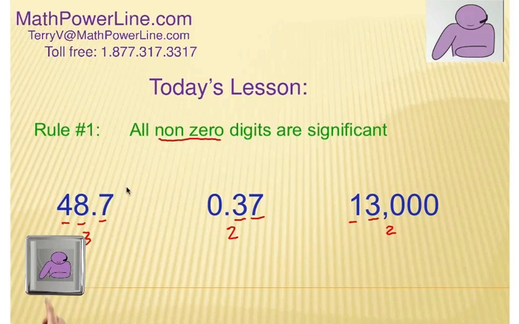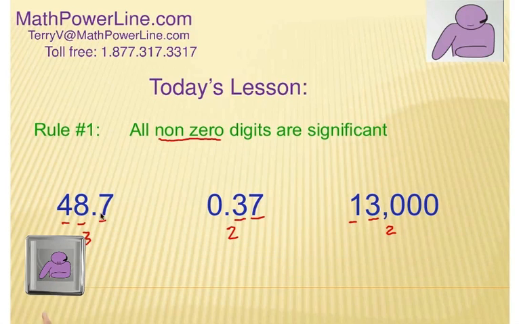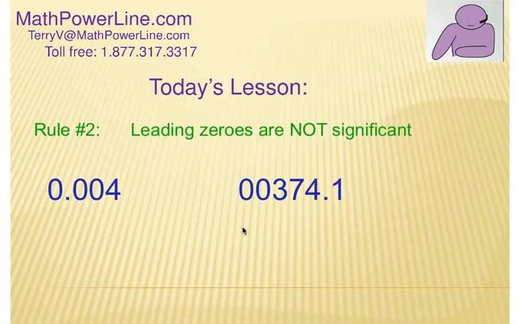Alright, you already know that non-zero digits in a number are significant, and that's the easiest rule of all. Anything that's not a zero is a significant digit. Now, rule 2 is the first rule about zeros, and it has to do with leading zeros. Leading zeros are not significant.